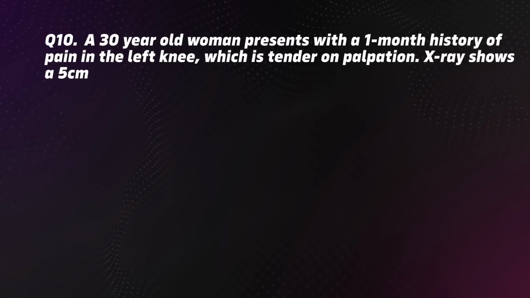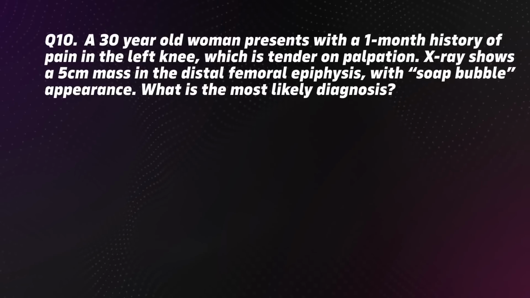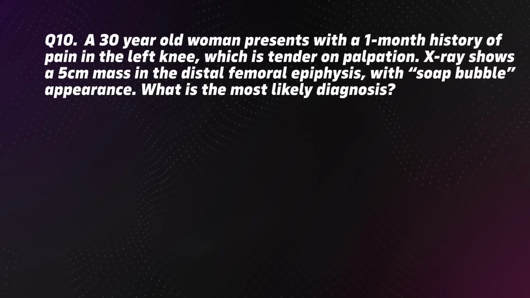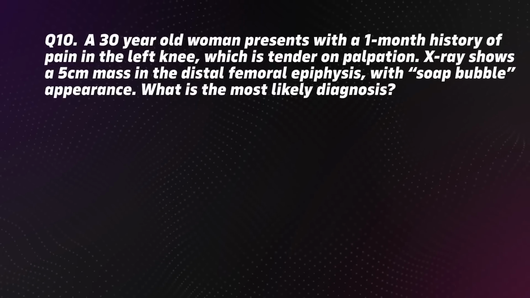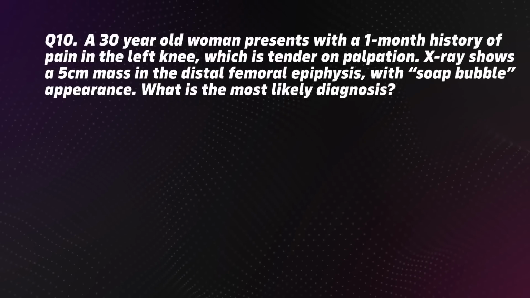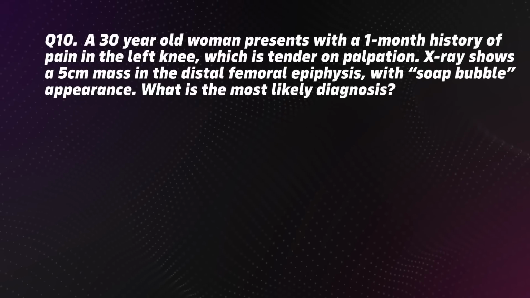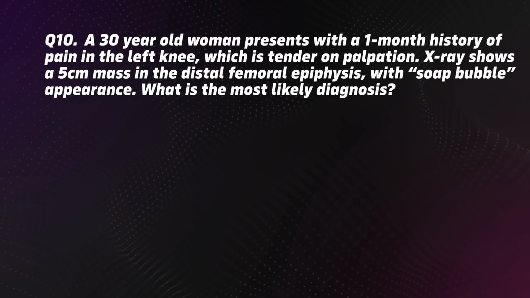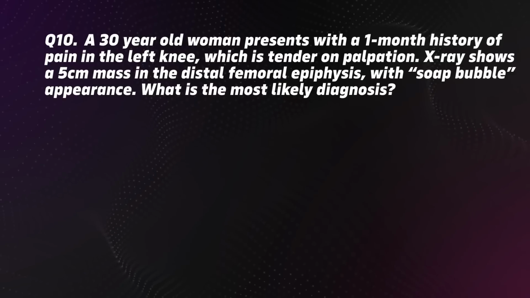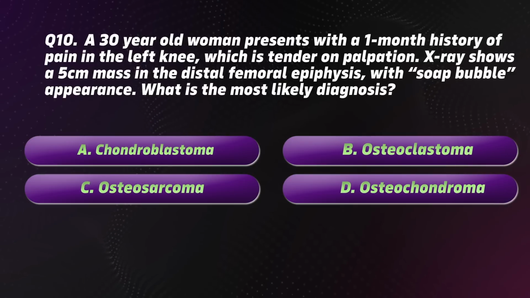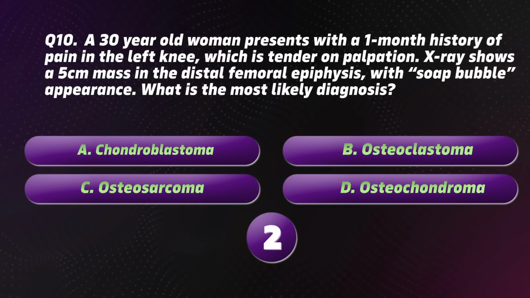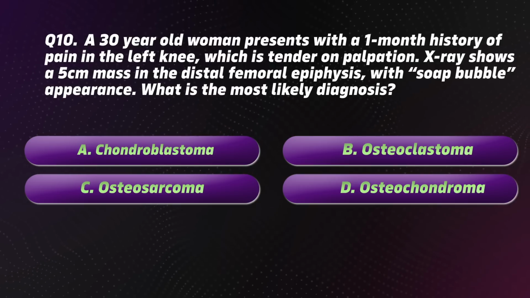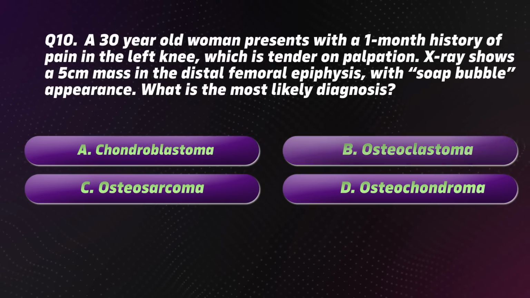Question 10. A 30-year-old woman presents with a 1-month history of pain in the left knee, which is tender on palpation. X-ray shows a 5 cm mass in the distal femoral epiphysis, with soap bubble appearance. Microscopy is as seen below. What is the most likely diagnosis? Here are the options. A. Chondroblastoma. B. Osteoclastoma. C. Osteosarcoma. D. Osteochondroma. And the correct answer is option B.